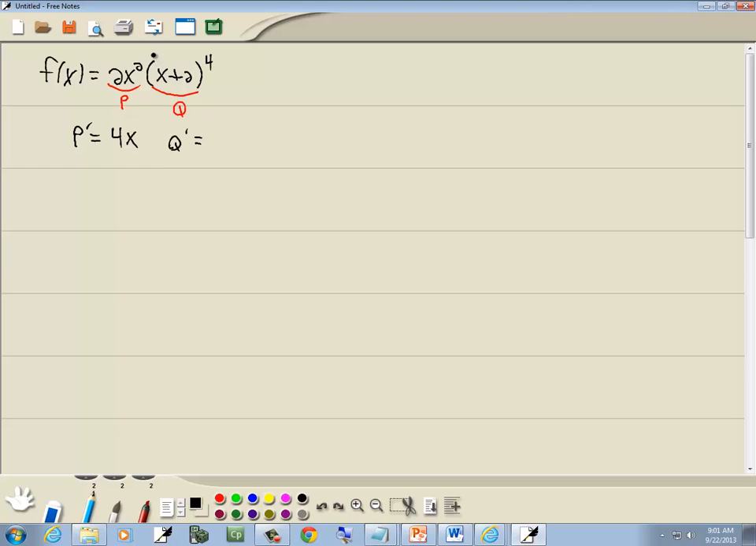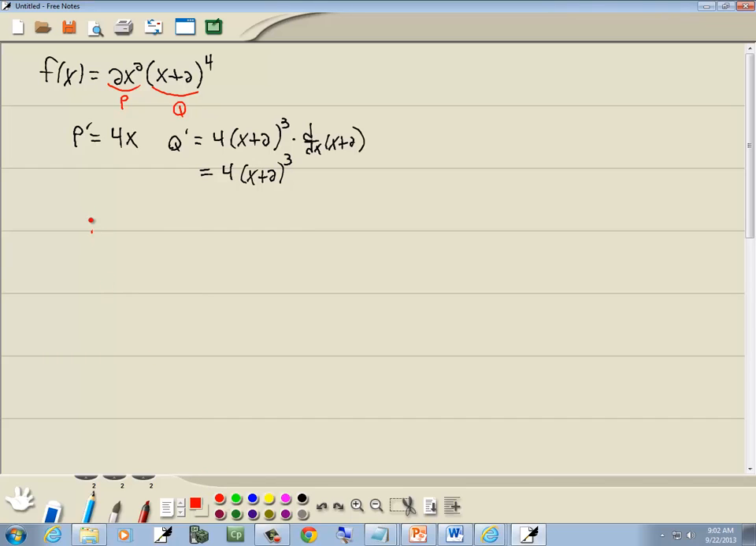And q prime. Well, this is the chain rule. We got parentheses to a power, so we take our power, put it out in front. What's inside the parentheses remains as is. Lower our power by 1 times the derivative of what's inside the parentheses. Derivative of x plus 2 is 1, so that just basically drops away. We got 4 times x plus 2 to the 3rd power.